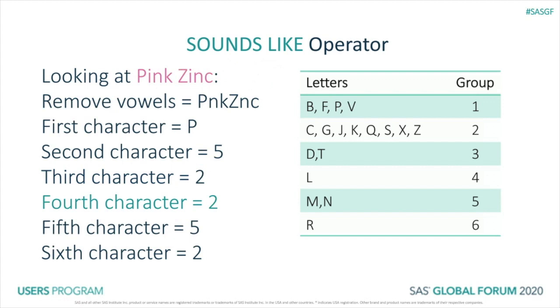But wait, what about pink zinc? We remove the vowels, we get pnk znc with no vowels. The first character is P, the second character is 5, the third character is 2, the fourth character is 2, the fifth character is 5, and the sixth character is 2. That's because that's a compound word. There's a space there. You ignore the blank except in the instance of 2 of the same letter group that are separated by a blank. And that also makes sense when you think about how pink zinc sounds, because the K and the Z are very distinct.